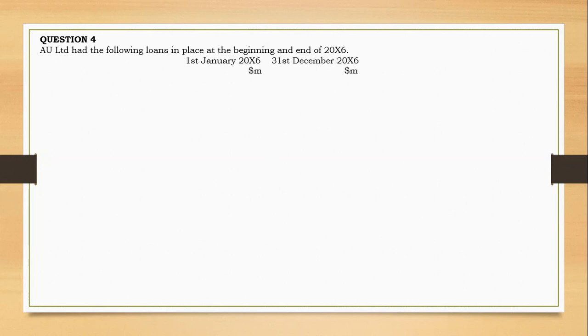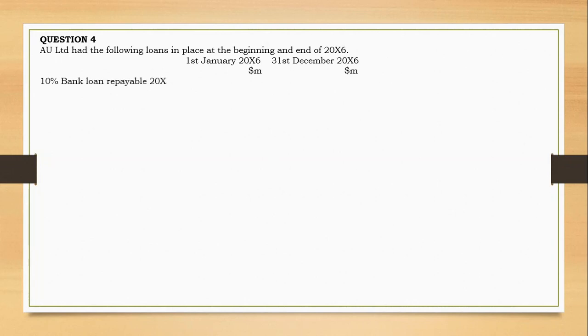Hello everyone, welcome again to Hybrid Accounts, and we're just going to take a look at another example on borrowing costs that are obtained generally as opposed to the specific one. So AU Limited had the following loans in place at the beginning and end of 2026, 1st January 2026 and 31st December. So they're given the values at the beginning and at the end.